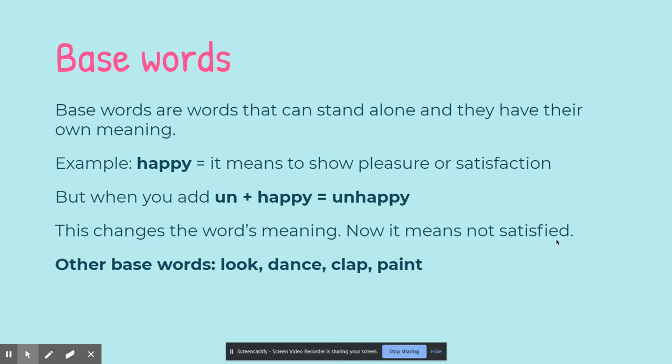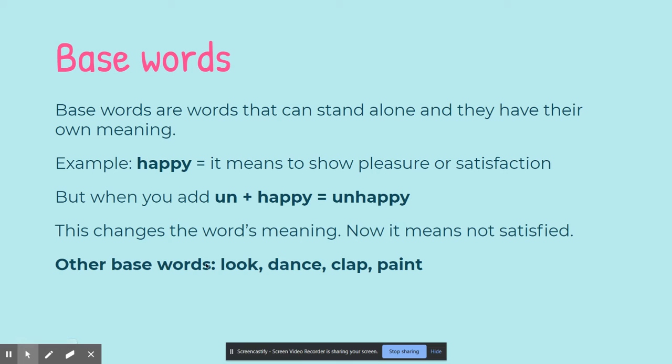And we're going to be looking at a couple of base words, and we know that these base words, they can stand on their own. They don't need anybody's help. They have their own meaning. And when we add a couple of letters at the end of the base words, this is going to change the base word. It's going to do something to them. And we have a couple of examples, right?